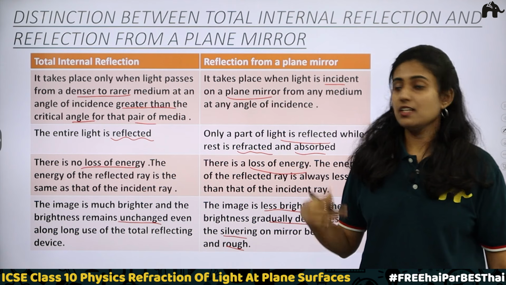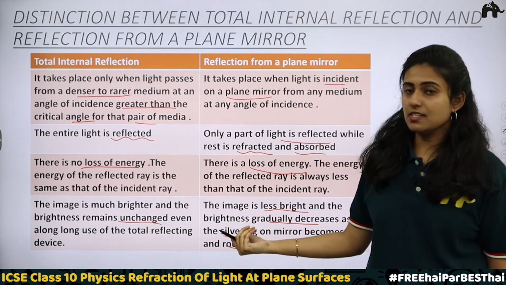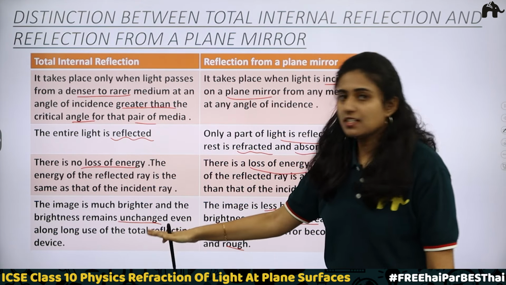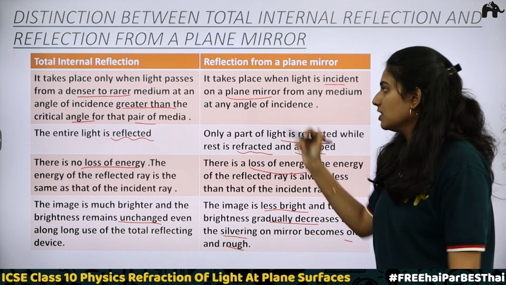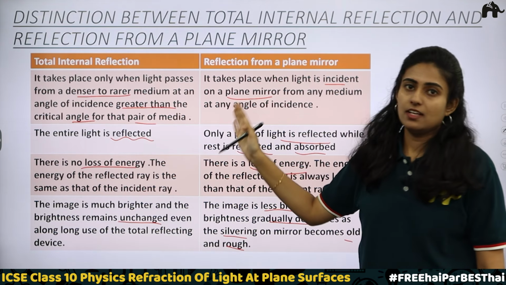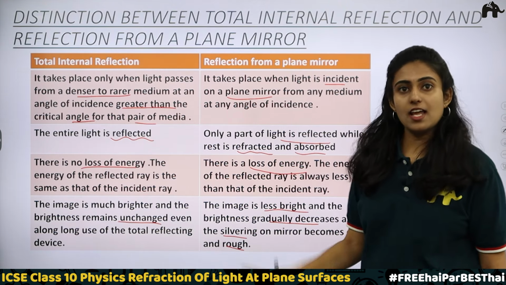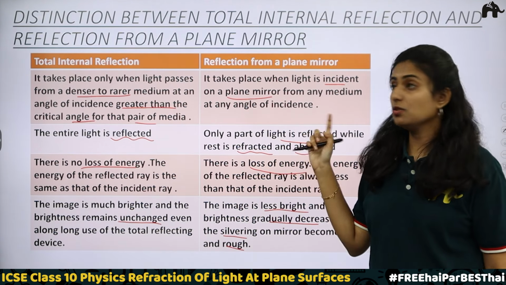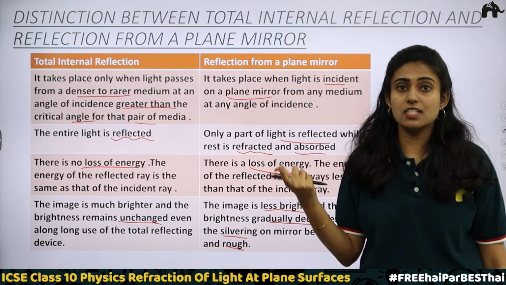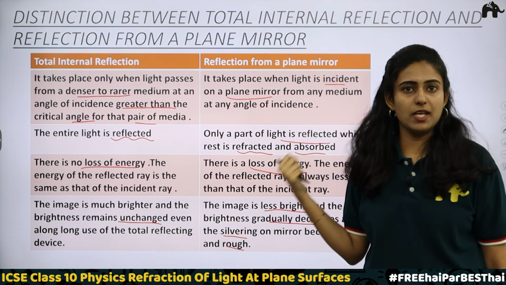So when time passes, what happens? In case of plane mirrors, the brightness of the image is decreasing. Here the brightness will remain the same. Got it? So these are the four important points for distinction between total internal reflection and reflection in case of plane mirror. Why is total internal reflection better than the reflection in case of plane mirrors?